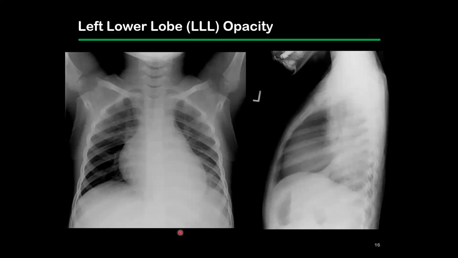This is a younger kid who had a left lower lobe opacity. This can be hard, especially if you only have the frontal, because you may not notice it anywhere since it's superimposed behind the heart. But if you look at this diaphragm border, you can see it very well.